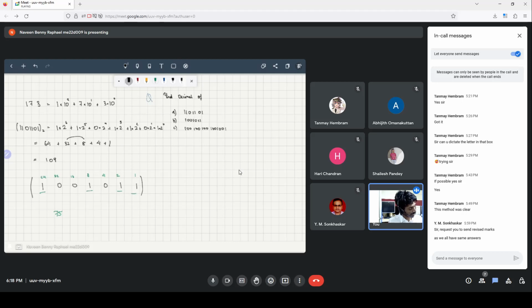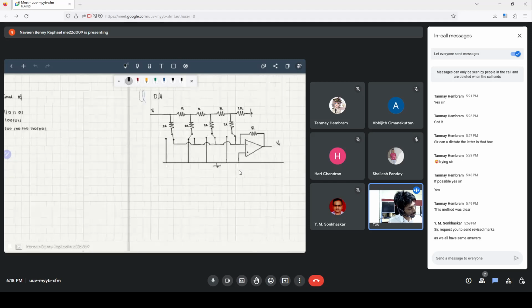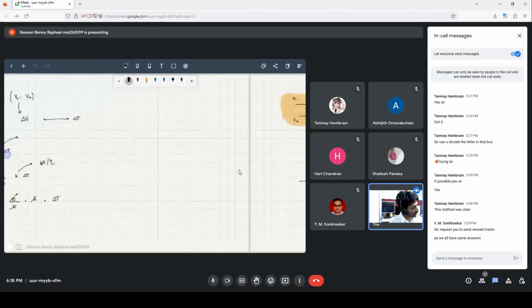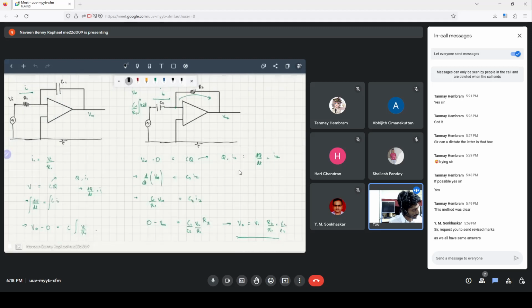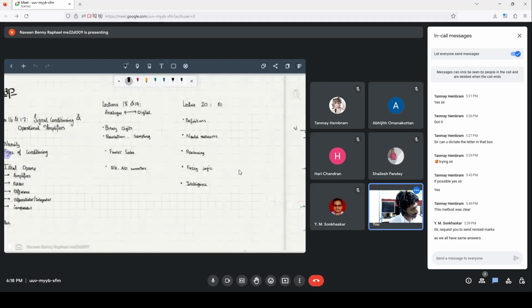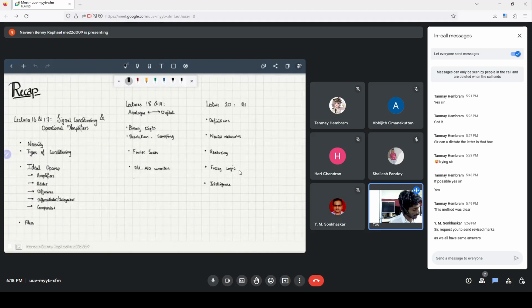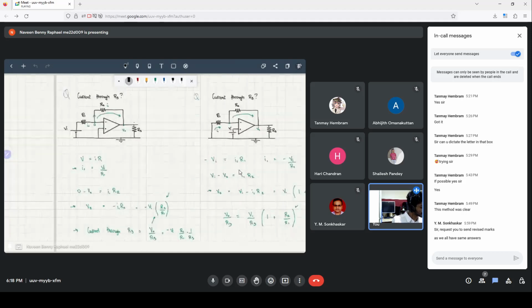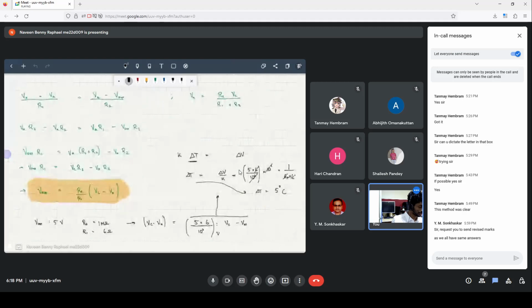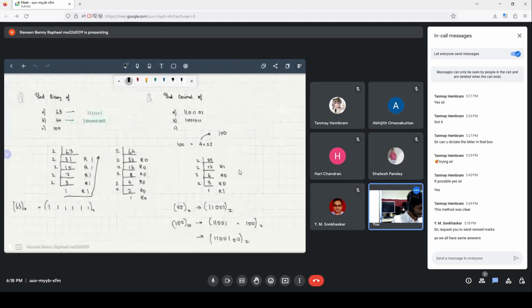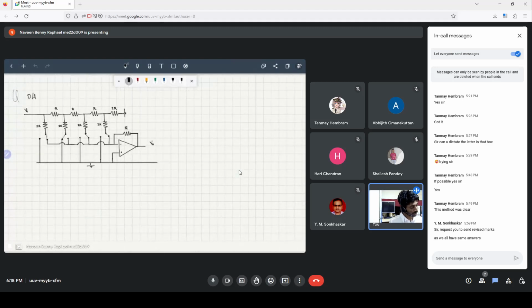Then the last part, which I had written my questions and notes on, was about the digital to analog converter using the operational amplifier. So this is the example which sir had given in the textbook.